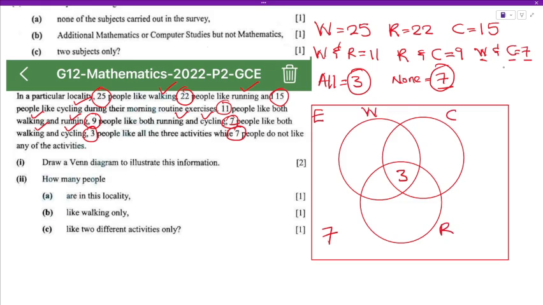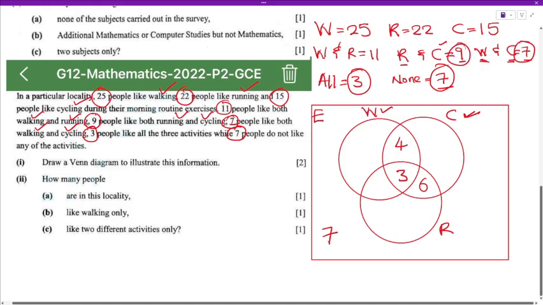So we're saying walking and cycling. Walking is that one, cycling is that one. The total should be 7. We already have 3 at the center, so 7 minus 3 gives us a 4. Running and cycling, the total should be 9. Running is here, cycling is here. We already have a 3 at the center, so 9 minus 3 will give us a 6 to put there. We're done with 9.